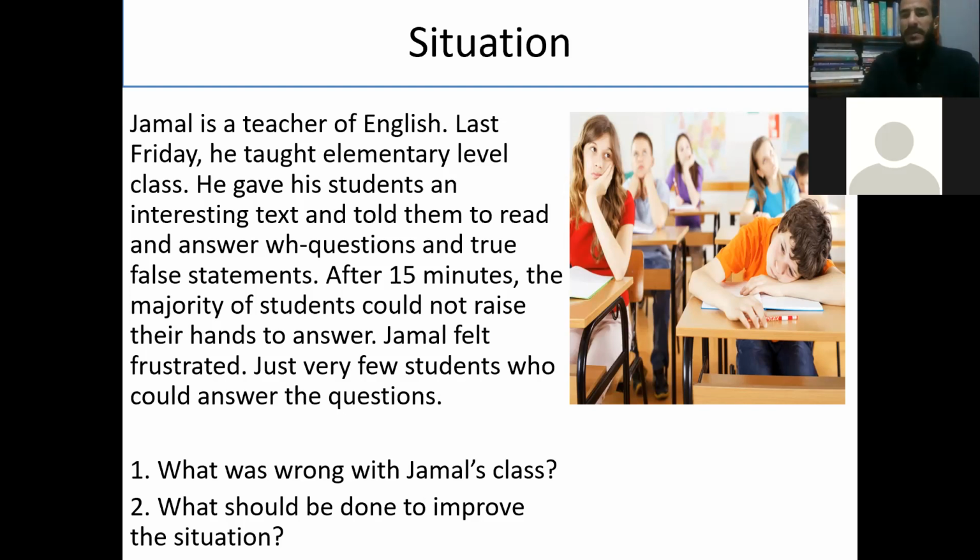Jamal, maybe he does not know how to teach reading effectively. He does not know about the stages. He does not know about the sub skills. He does not know how to facilitate the learning process of his learners, because from the very beginning, he asked his students to start reading.